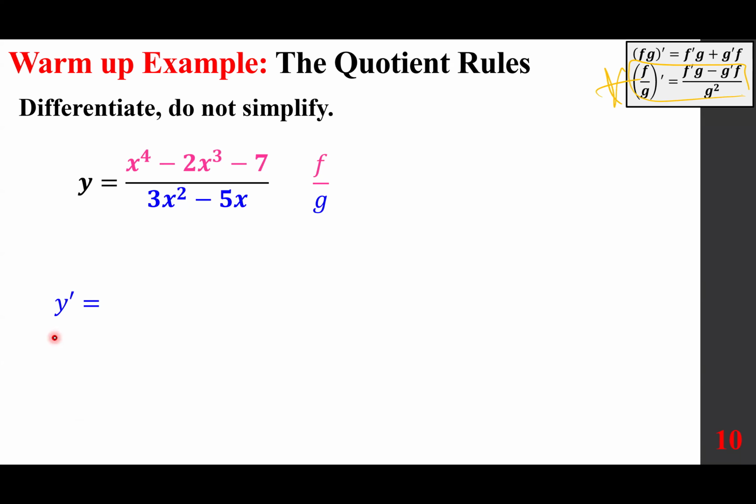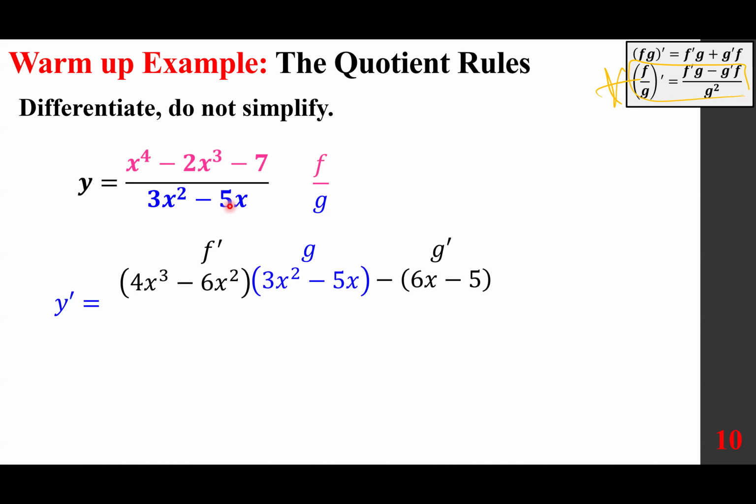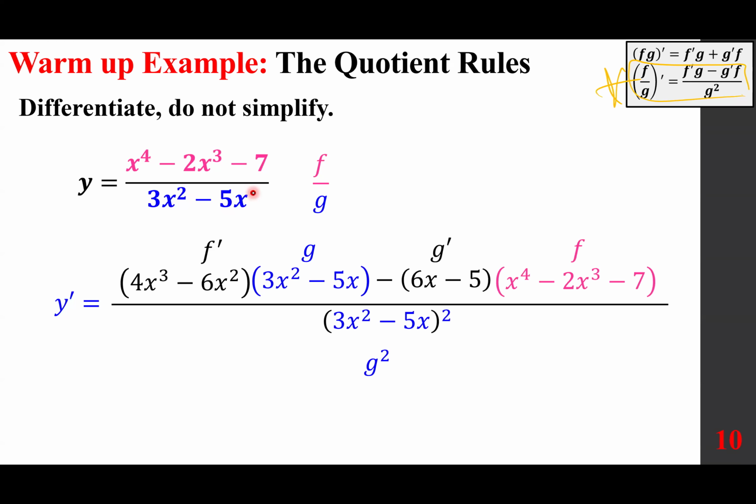y prime. We start with f prime. F prime is 4x cubed minus 6x squared times g, the bottom function, 3x squared minus 5x, minus g prime. The derivative of this one is 6x minus 5 times f, the top function is just itself, x to the power 4 minus 2x cubed minus 7. And then over g squared, just write this in the parentheses and square it.